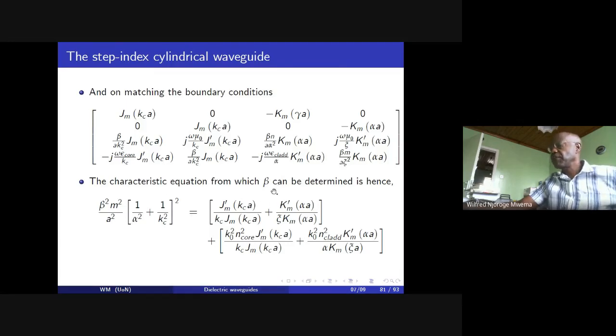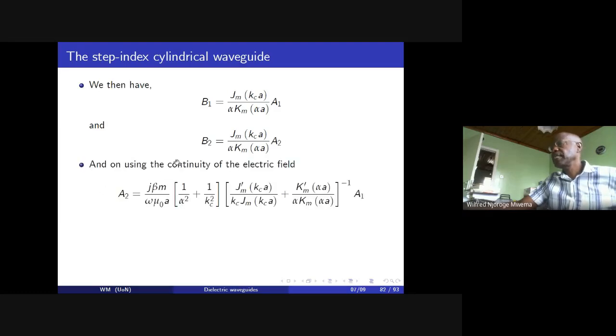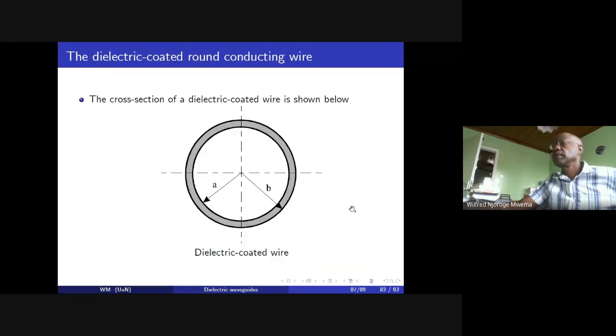Remember that this value is the determinant of this weird looking 4x4 matrix. So we then have that B1 is going to be given by that value, and B2 is going to be given by that value there. And on using the continuity of the electric field, you can get the A2 in terms of A1, or using the continuity of the magnetic field, you can get it in that form as well.